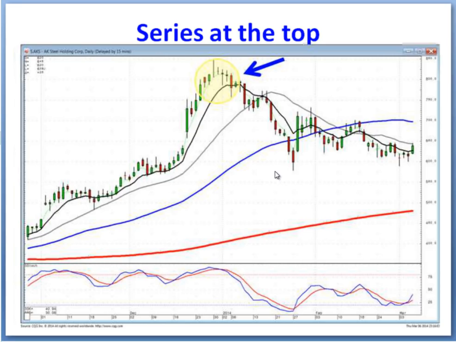Oops, hold on. Let me scroll up to a few of these questions. So the magnitude of the signal could be the length of the shadows as well as the body, like a shooting star doji. Yes, the bigger the signal, the more compelling there's been a change of investor sentiment.